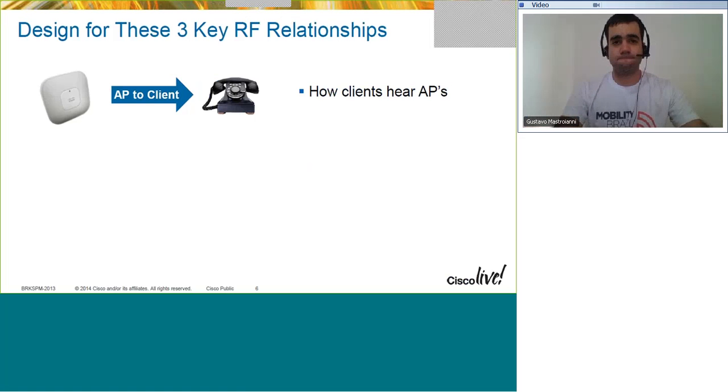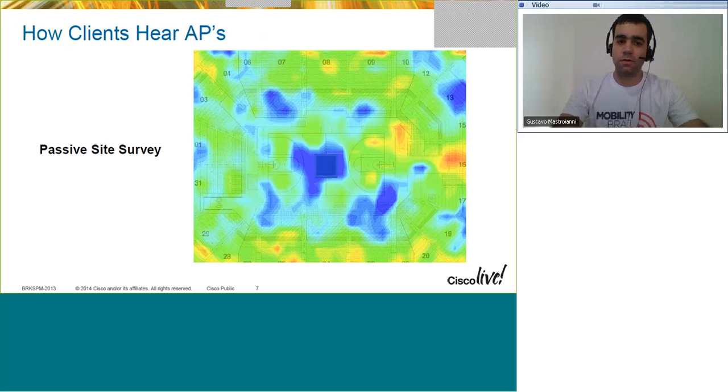So since this is a presentation that also focuses on design, when we are designing a Wi-Fi network, we need to have these 3 key things on our mind. First, we need to know how the clients hear the APs. So in a communication between the AP and the client, how the clients hear the APs. We can check that by doing passive site surveys. This is how we see how the clients hear the APs.